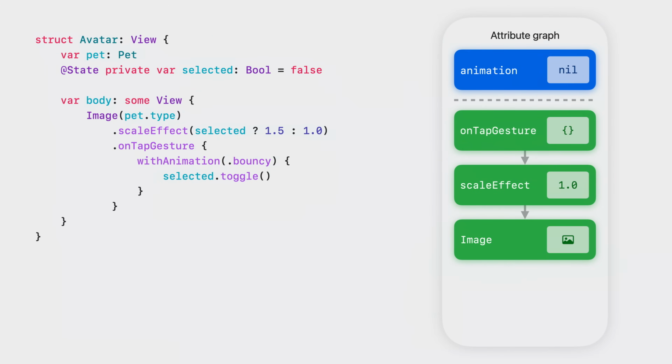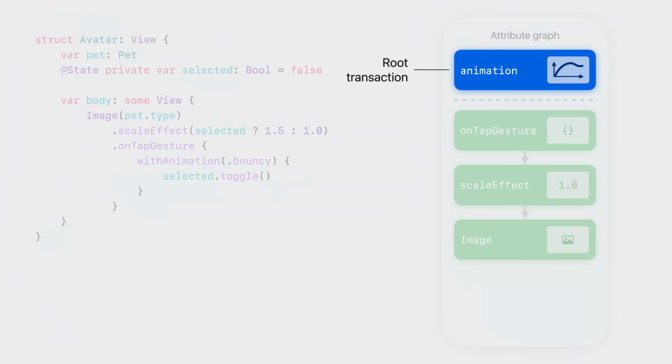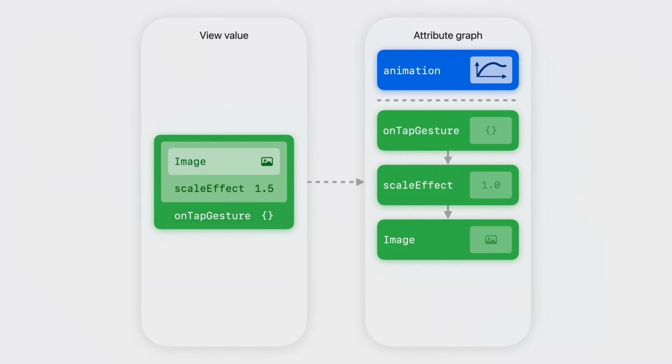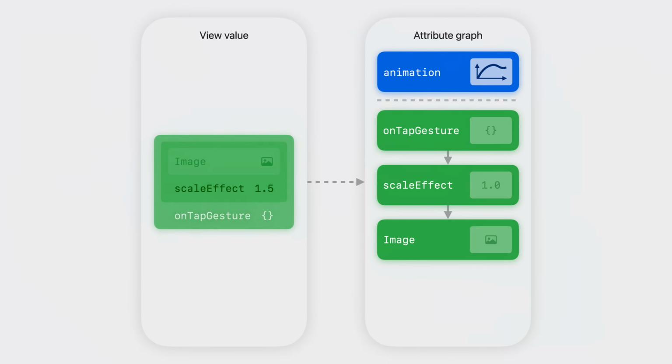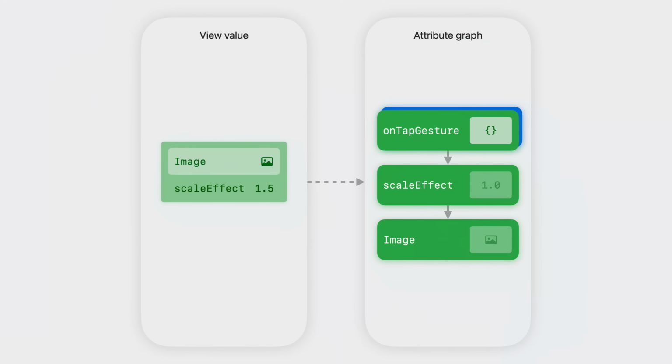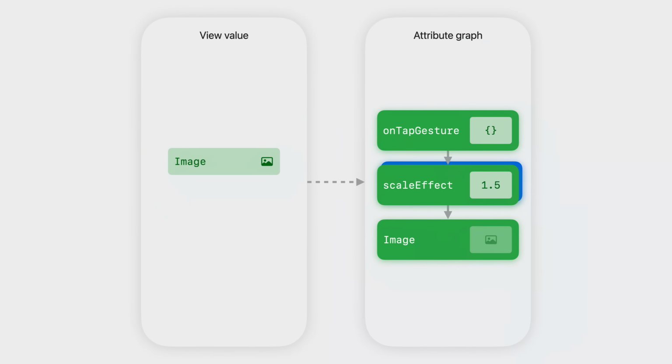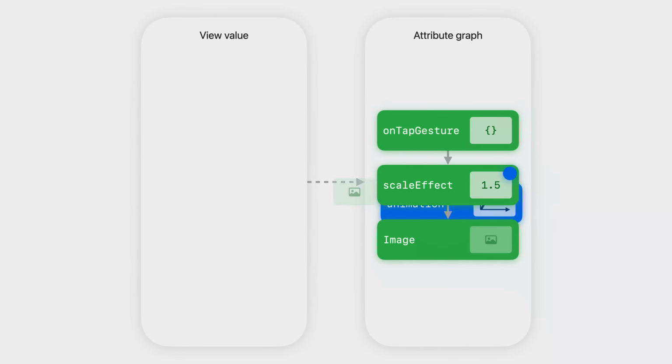So I'm going to trace through another animated update of the avatar view. This time I'll be more specific. When the tap gesture closure fires, with animation sets an animation in the root transaction dictionary. Body is called to update the attribute values. The transaction dictionary is propagated across the attribute graph. When it reaches an animatable attribute, the attribute checks if an animation is set. And if so, it makes a copy to drive its presentation value. The transaction is only relevant for a specific update, so once the stale attributes have been refreshed, it's discarded.